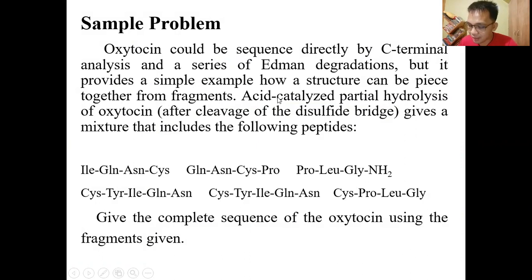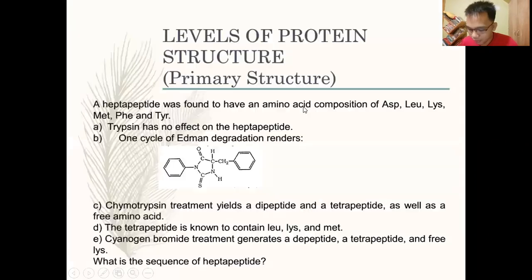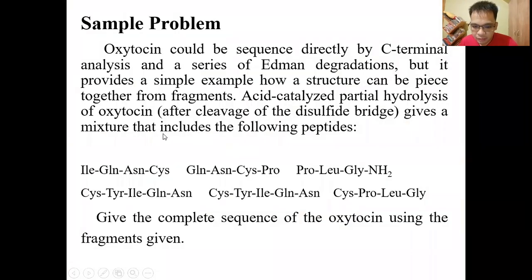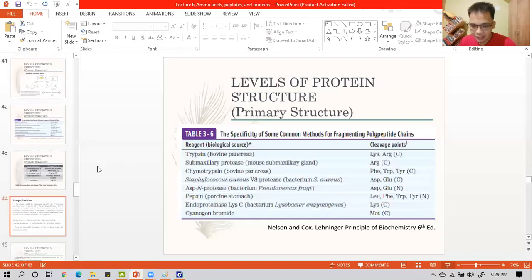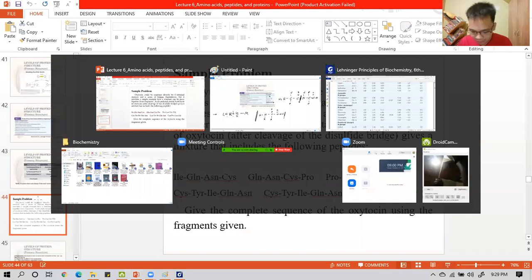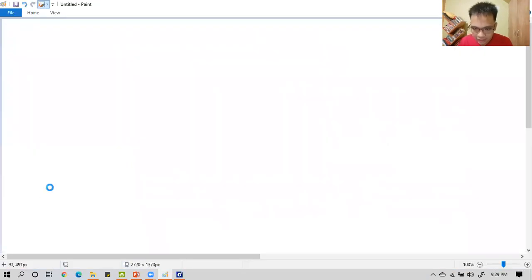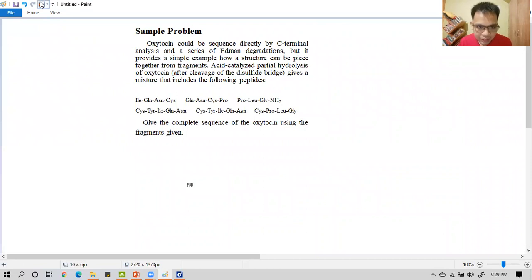Okay, dito tayo sa level 1 sample problem. Ito yung level 2 natin. Okay. And then after cleavage of the disulfide bridges, gives a mixture that includes the following peptides. Ito daw yung mga peptides natin. So, paano natin isi-sequence yan? Madali lang yan. Okay? Ang gagawin nyo lang dito, guys, in order to sequence this, is pagtatagpiin ninyo yung mga yan. So, simulan na natin ang pagtatagpi.